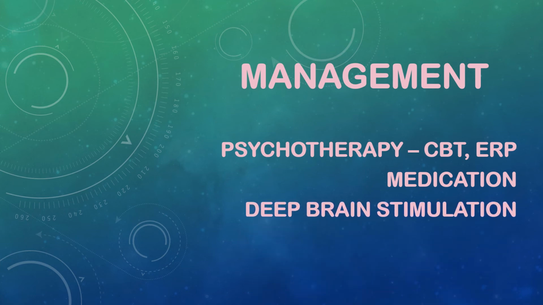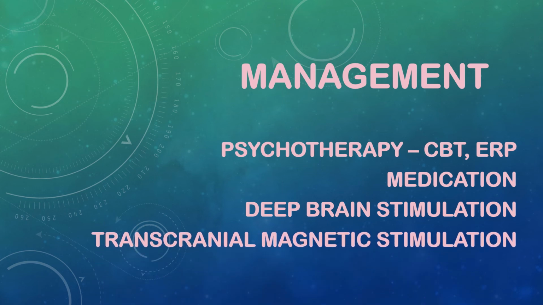Deep brain stimulation. It involves implanting electrodes within certain areas of the brain. These electrodes produce electrical impulses that may help regulate the abnormal impulses. Then, transcranial magnetic stimulation. An electromagnetic coil is placed against the scalp near the forehead. The electromagnet delivers a magnetic pulse that stimulates the nerve cells in the brain, and it helps relieve the symptoms.